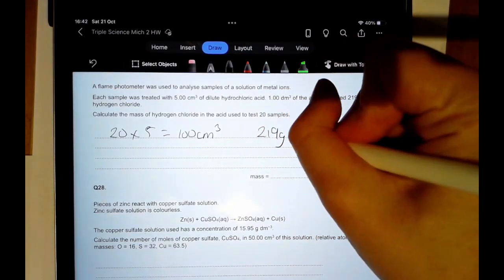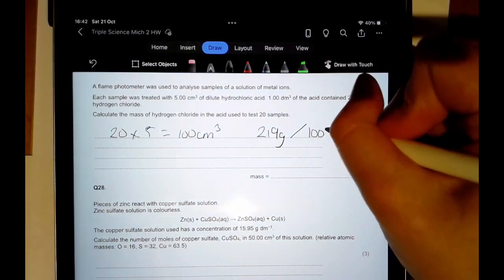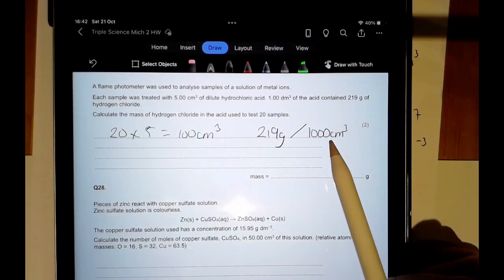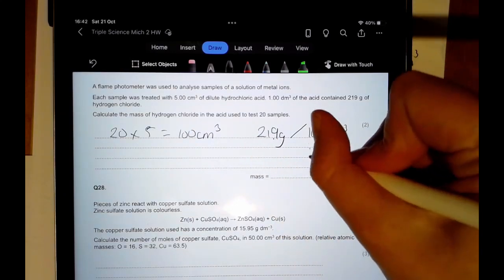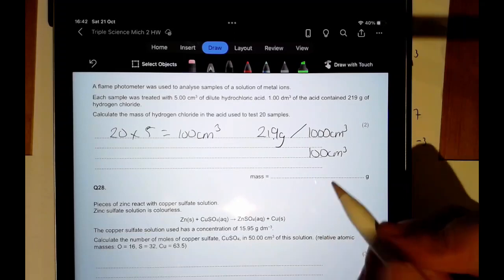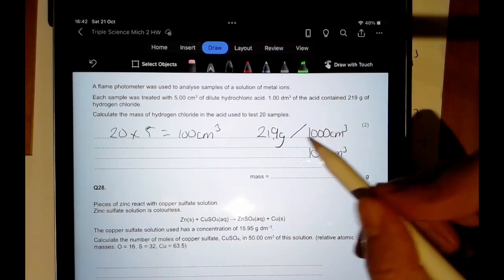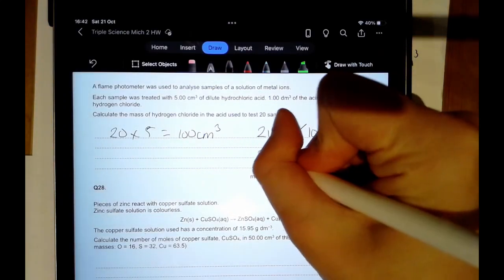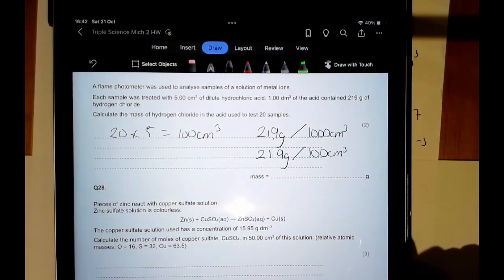So I've got 219 grams per decimeter cubed, and a decimeter cubed is 1,000 centimeters cubed. So if I had 1,000 centimeters cubed, I'd have 219 grams, but I only need 100 centimeters cubed because I've got my 20 samples. Therefore, how many grams do I need? Well, if my volume is 10 times smaller, then my mass will be 10 times smaller. And instead of having 219, I'm going to be dividing by 10 and getting 21.9 grams.